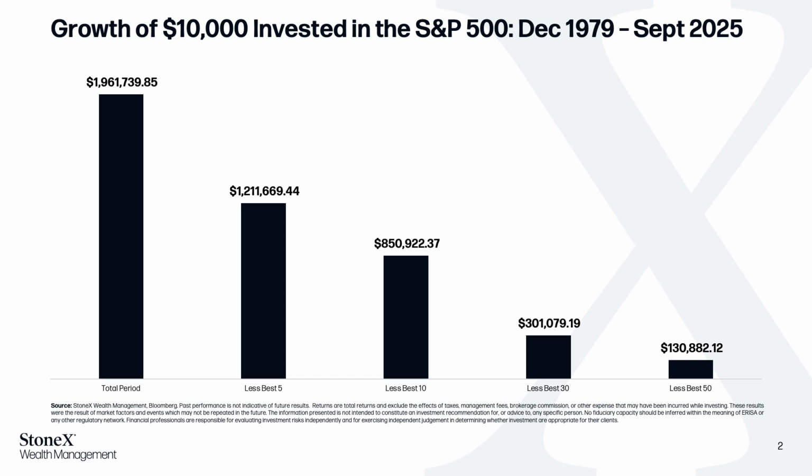You see on the left there, the total period, you'd have almost $2 million from that original $10,000 investment. Missing just the best 5 days, the next bar over, costs you over $700,000. Missing the next 5, getting to the top 10, another $300,000 plus, to the point to where if you miss the best 30 days in general, $300,000 versus almost $2 million. So the difference in that compounding is significant and massive.